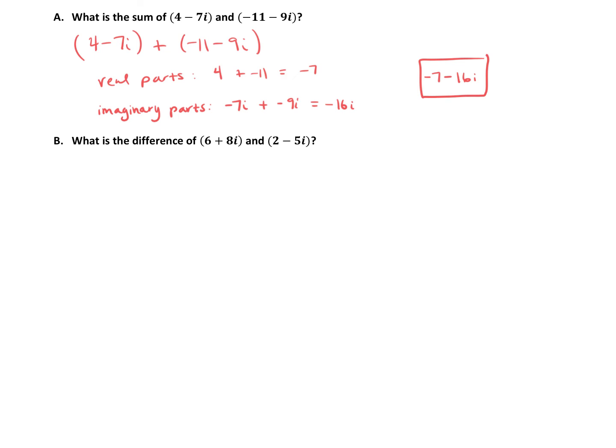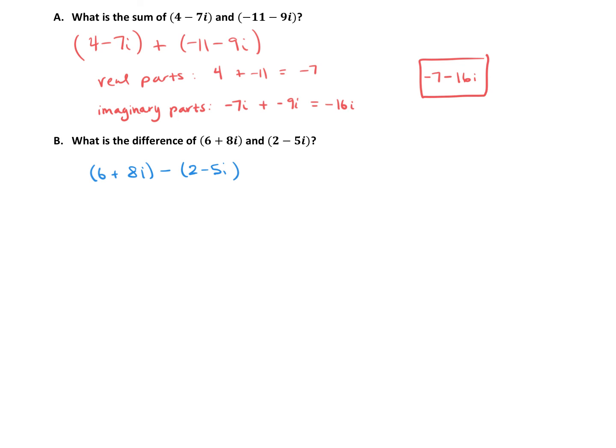Okay, so part B, what is the difference of the two complex numbers? When you're finding the difference, we're just going to subtract. We have our first complex number, 6 plus 8i, minus our second one, 2 minus 5i.